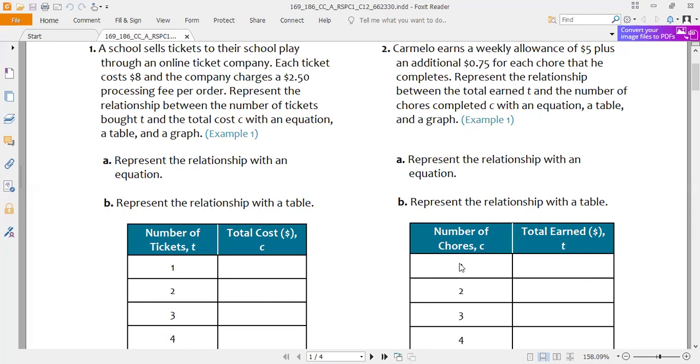Okay, if we look here in the table, the number of cores is a variable and the total earn T is also a variable. So how will we know which thing is important? First, it's an allowance of $5 plus, meaning you have to add an extra 5 and an additional 0.75 for each core. That is, one core costs 0.75.